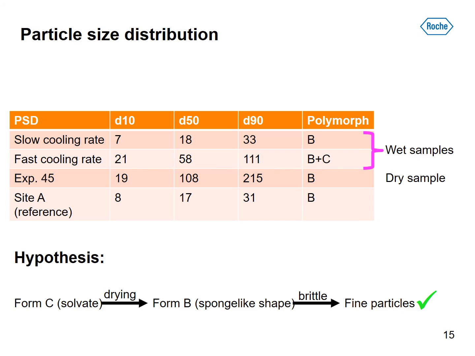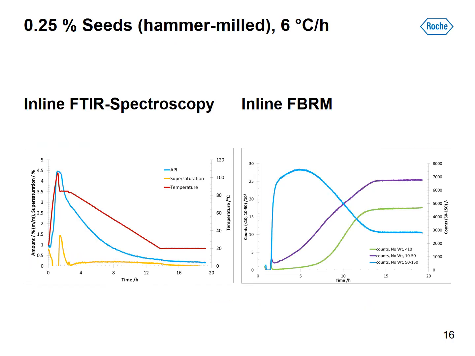On the other hand, we can see that the D10, so the fine particles, for the experiments with the fast cooling rate and with experiment 45 are similar, but not the D50 values. In the next step, we kept the cooling rate constant at 6 degrees Celsius per hour and changed the seeds so that we had different particle size distributions of the seeds themselves.